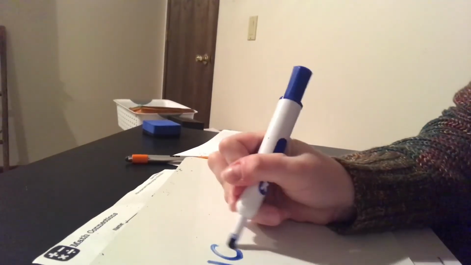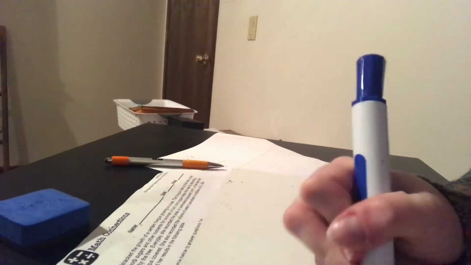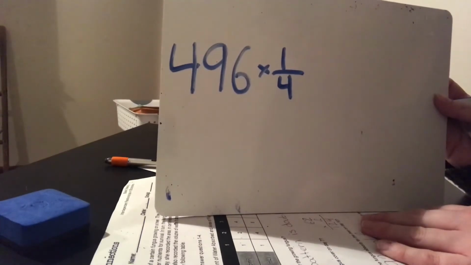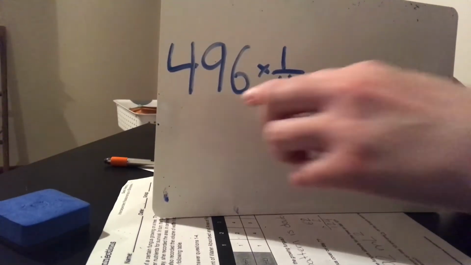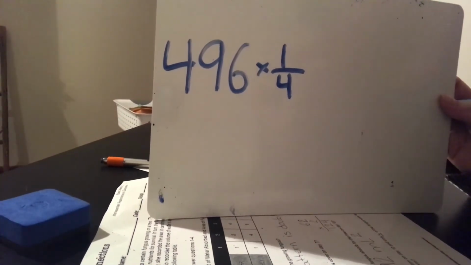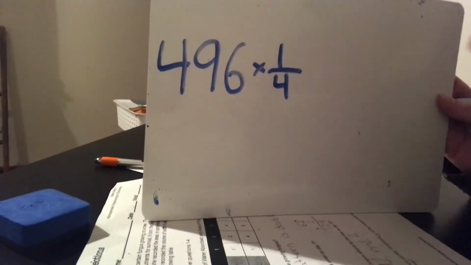496 and we need to multiply it by 1/4. I'm going to rewrite that number really quick. 496 times 1/4. I'm doing that because I'm trying to figure out if the area was divided into 4 parts, how much is that one part, that 1 unit fraction that's left? How much area is that exactly?